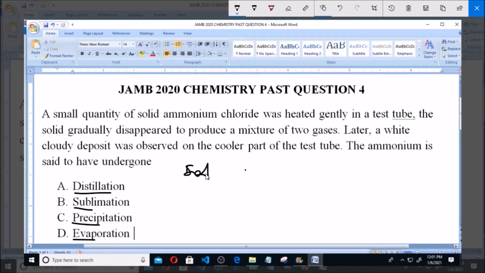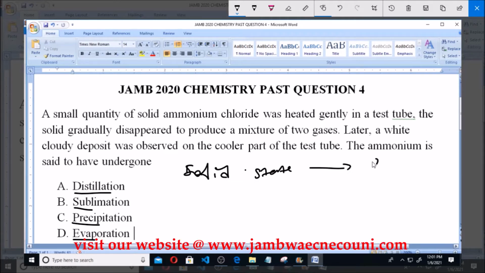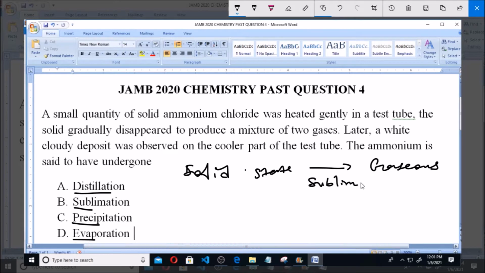the solid state into the gaseous state without passing through the liquid state, and this process is known as sublimation. Sublimation occurs when a substance changes directly from the solid state into the gaseous state without going through the liquid state. And that is what happened here.